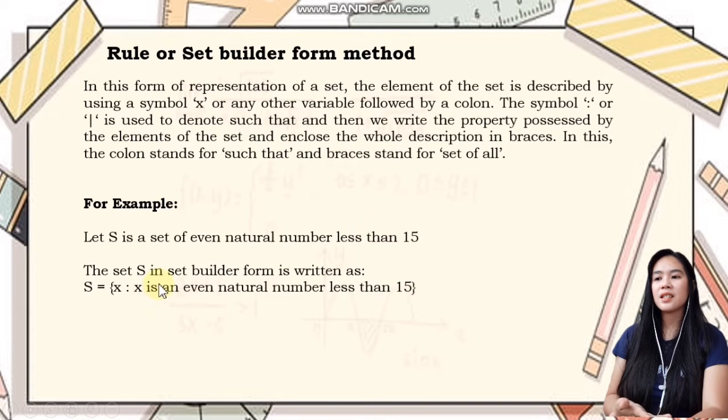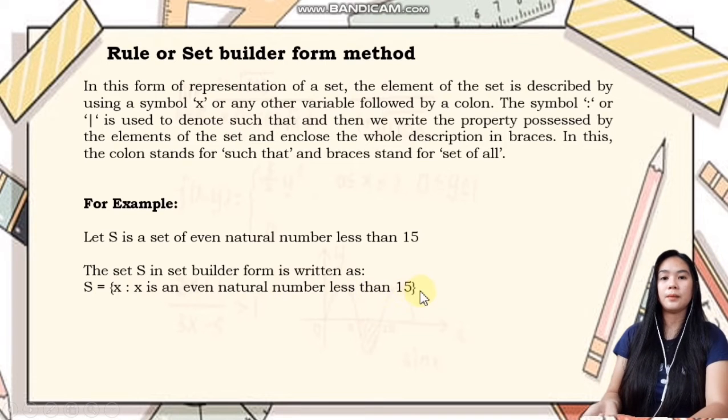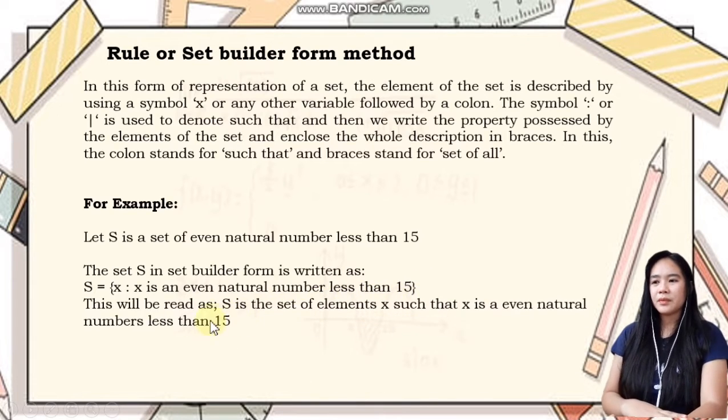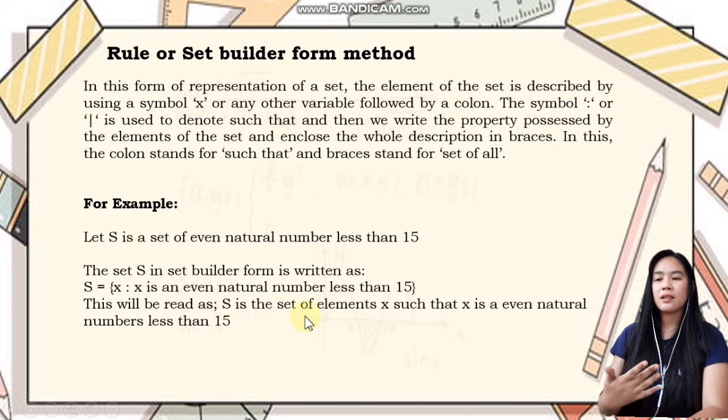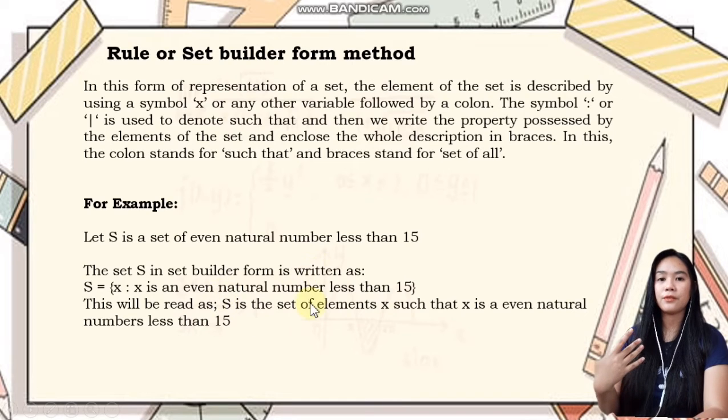So, for example, let S be the set of even natural numbers less than 15. So, the set S in set builder form is written as S is equal to curly brackets x, then colon, x is an even natural number less than 15, then close curly brackets. So, this will be read as S is the set of elements x such that x is an even natural number less than 15.